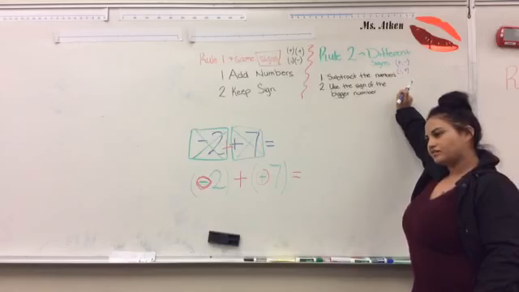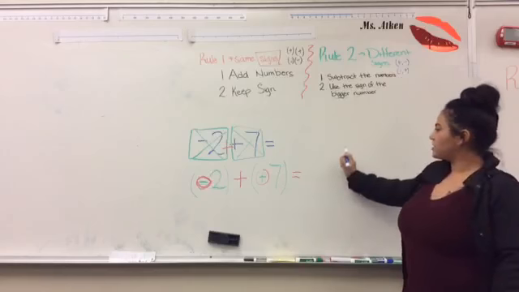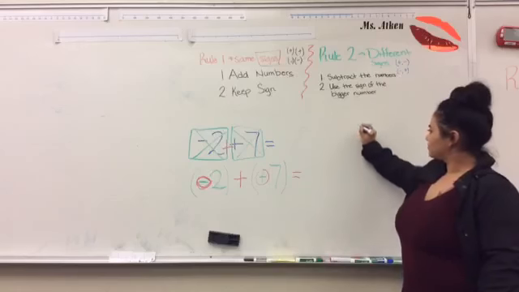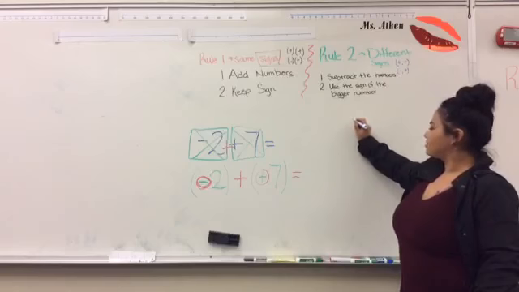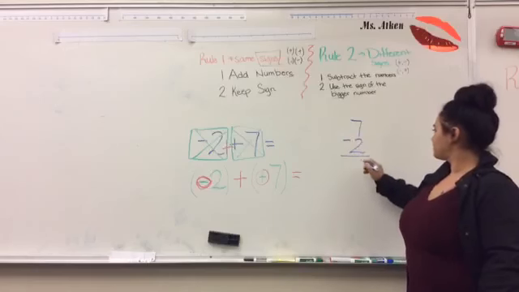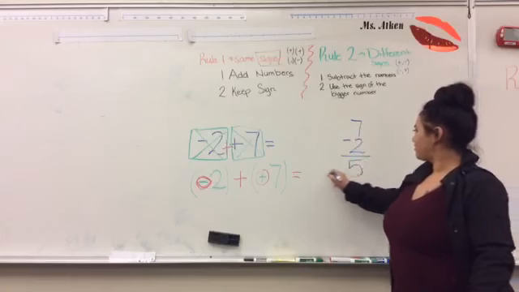Subtract the number. Okay, so what am I subtracting? The 2 and the negative 2 and the positive 7. Okay, so what goes on top? The 7. Minus 2. What's 7 minus 2, Kevin? It is 5.